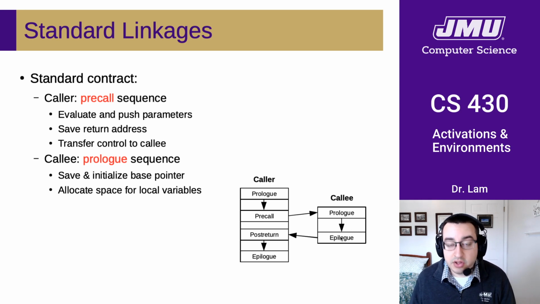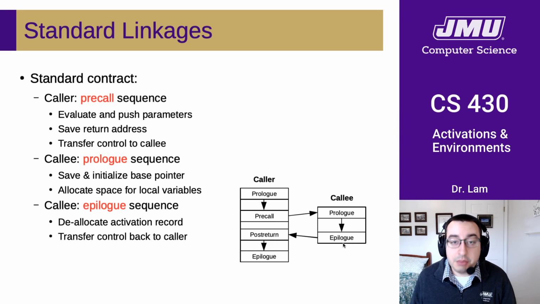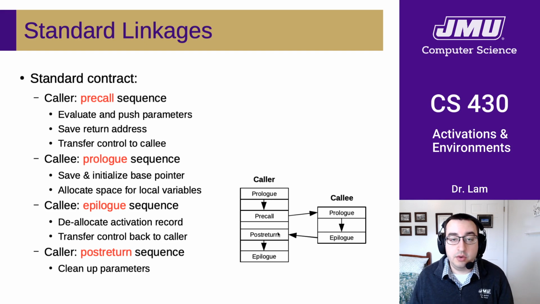The callee then executes, and at the end runs the epilogue, which kind of undoes the work that was done in the prologue to tear down the activation record. And then the control is transferred back to the caller, where the post-return sequence cleans things up that may have been set up by the caller. So basically, the epilogue cleans up after the prologue, the post-return cleans up after the pre-call. So again, if this is helpful, then that's great. If not, this is not terminology that is in your textbook, so I won't expect you to know it.